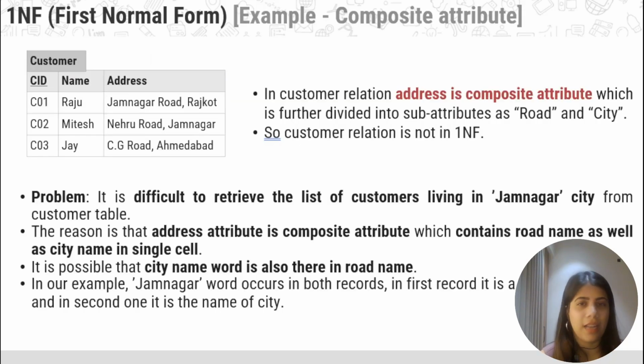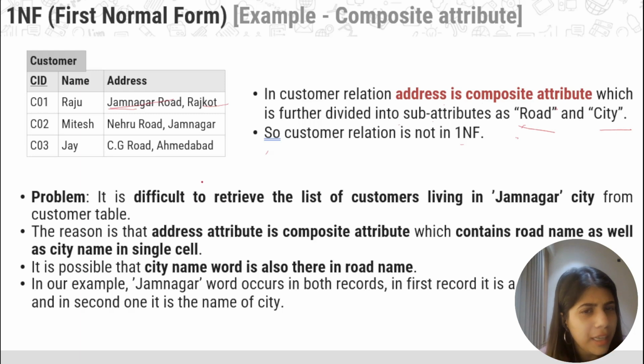Let's see this with an example over here. So we have a customer table which has customer ID, name and address. In the customer relation, address is a composite attribute. Can you see that? There is a Jamnagar Road, Rajkot. So address is a composite attribute which is further divided into sub-attributes like road and city. So the customer relation is not in 1NF because we can see there are composite attributes over here.